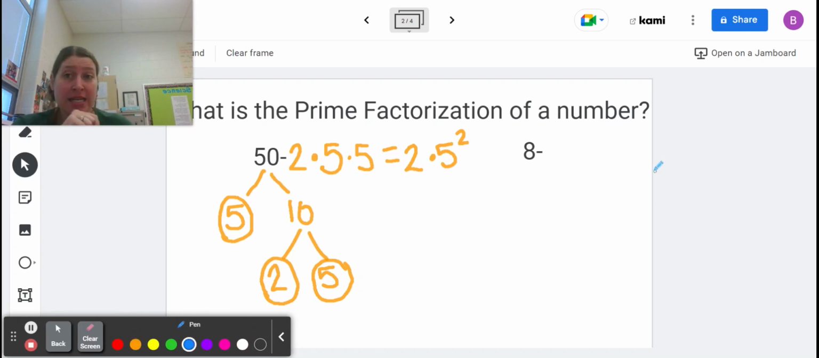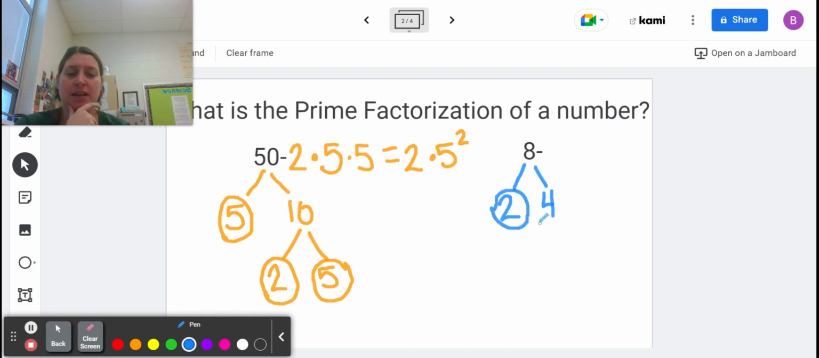So what do I need to start by asking myself? What are 2 factors besides 1 and 8 that I can multiply together to get to 8? So I can multiply 2 times 4. So I'm going to start by making 2 branches, 2 and 4. Then I need to ask myself, is 2 or 4 prime? 2 is prime, so I'm going to circle the 2.